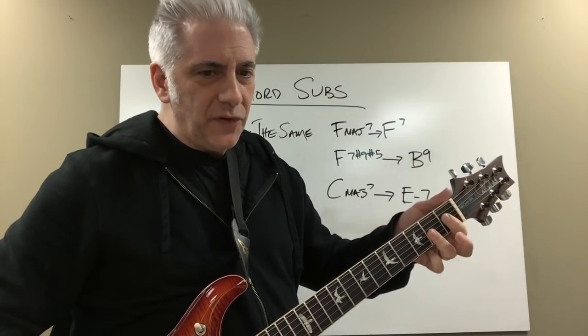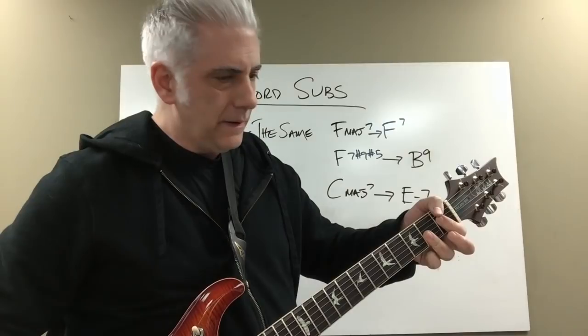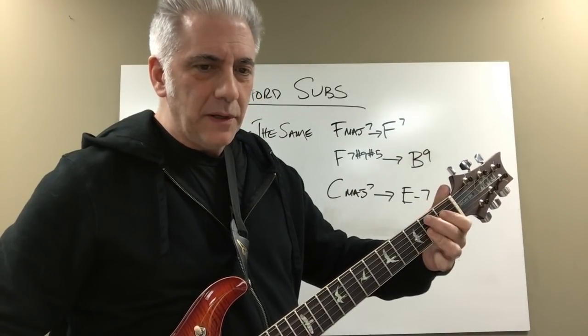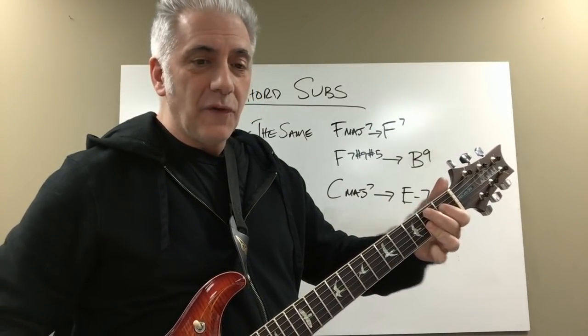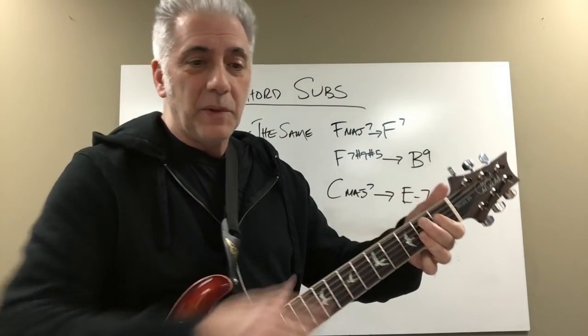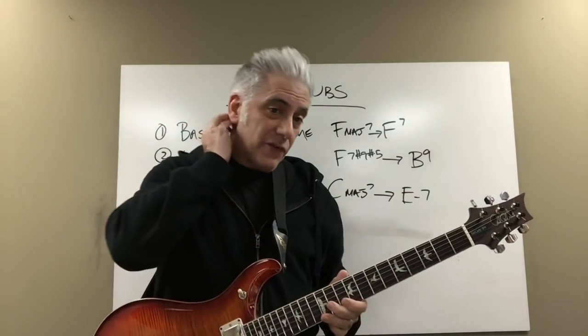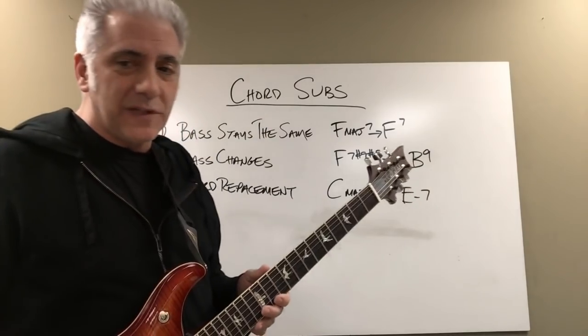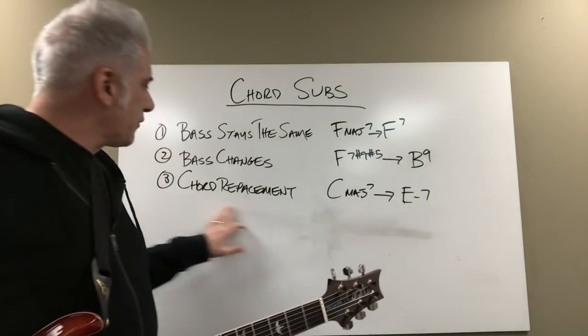Same chord. If you see the top of it, put F in the bass, put B in the bass. You have all the same notes except the bass note has been changed, but it's actually the same chord because they're from the same scale. So that's a different type of chord substitution. And then we have chord replacement.